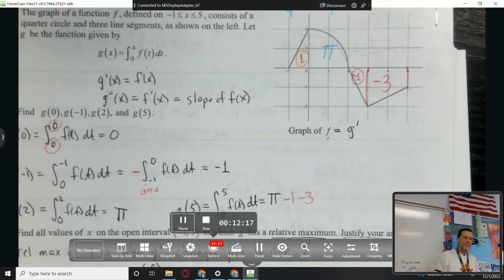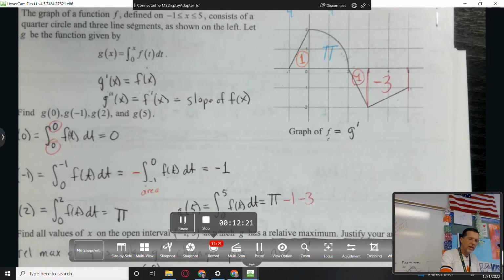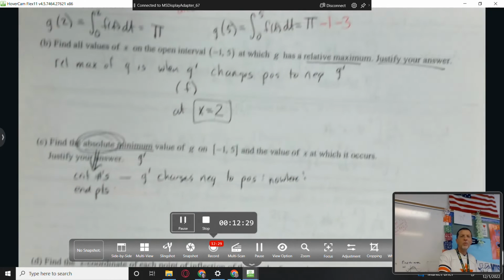If you're shaking your head like that doesn't happen, right. G prime changes from positive to negative at x equals 2, not from negative to positive. So nowhere.